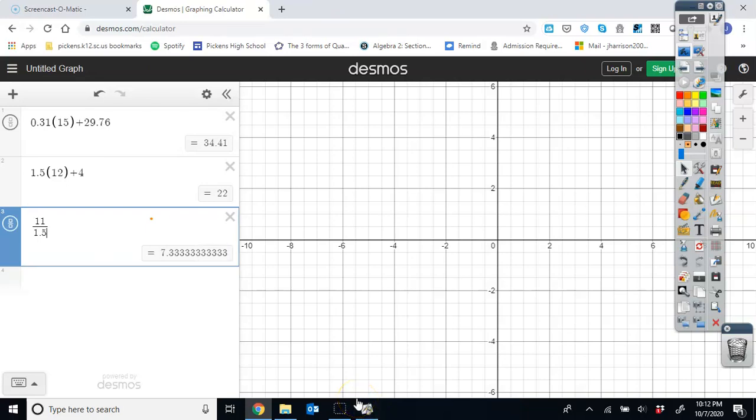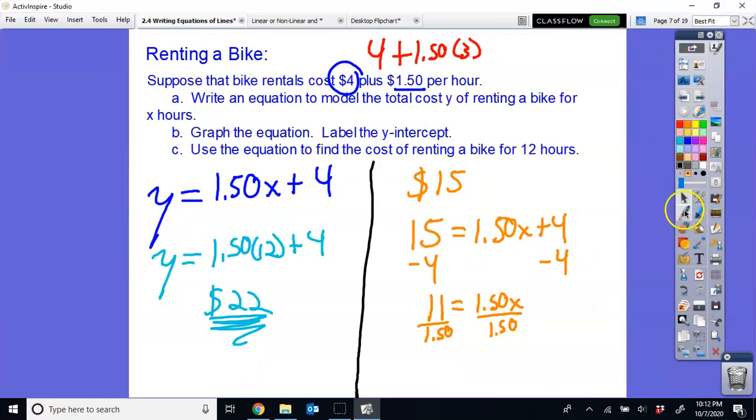If you need to get your answer as a fraction, which you shouldn't in this one, we're talking about hours. But if you need to, there's this little button that looks like a little fraction. You can change that 7.33 back to a fraction. And the good thing is it'll always reduce it for you too if you need it to. But X would be approximately 7.33.